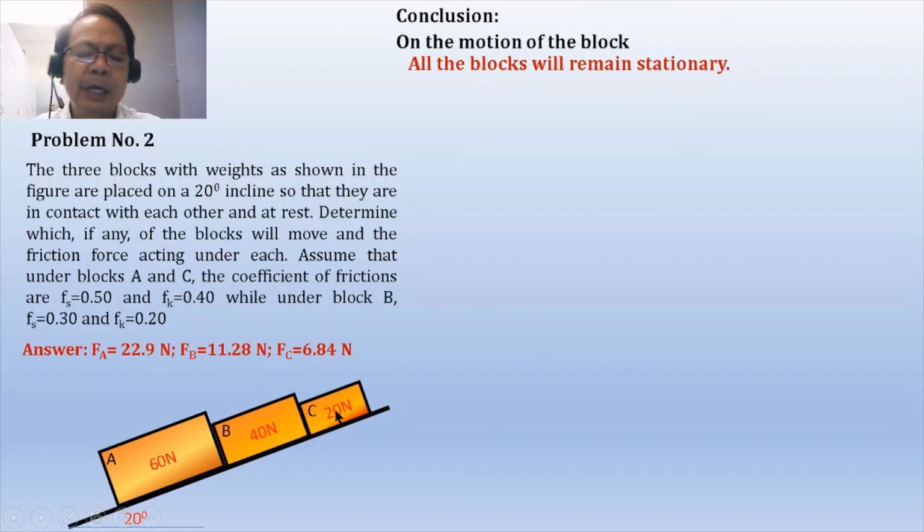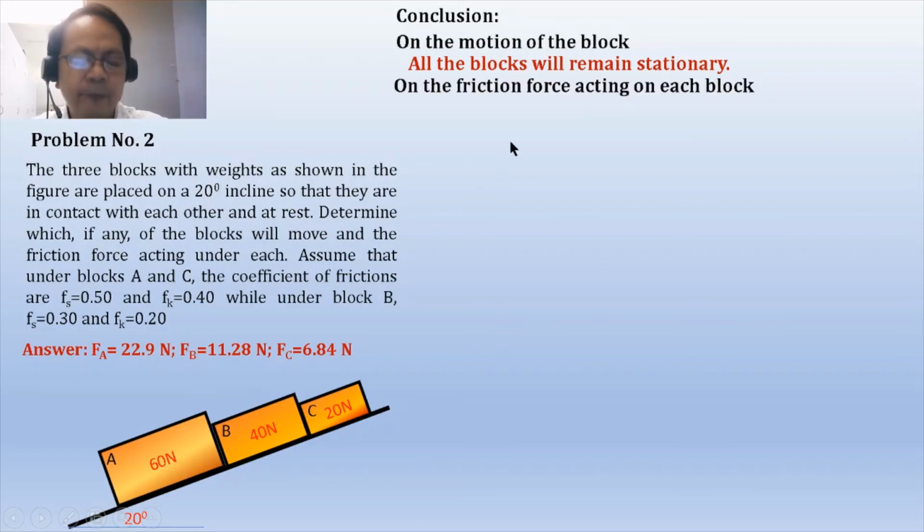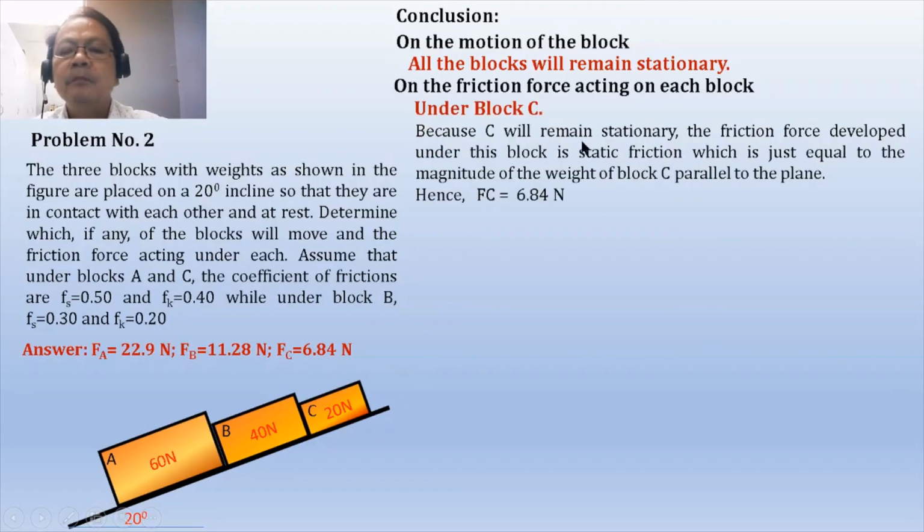So, magsimula tayo dito sa itaas, sa block C. If block C will not be moving, therefore, the frictional force that can be developed under block C is just equal to the static friction developed. And this will be equal to 6.84 as we have computed earlier.